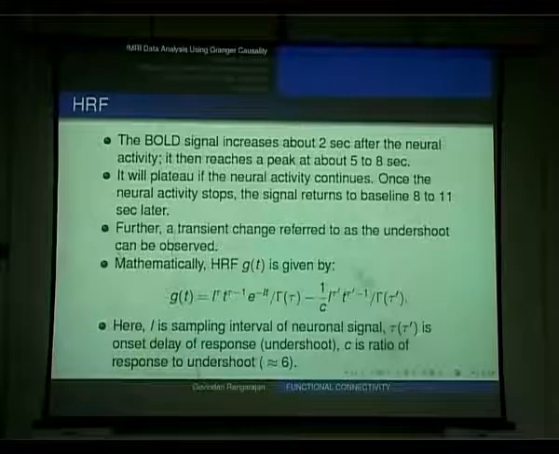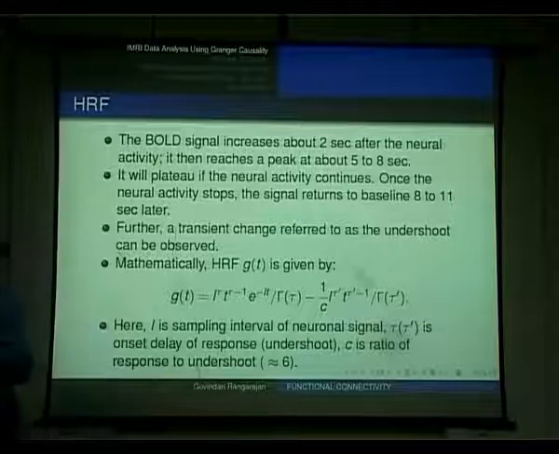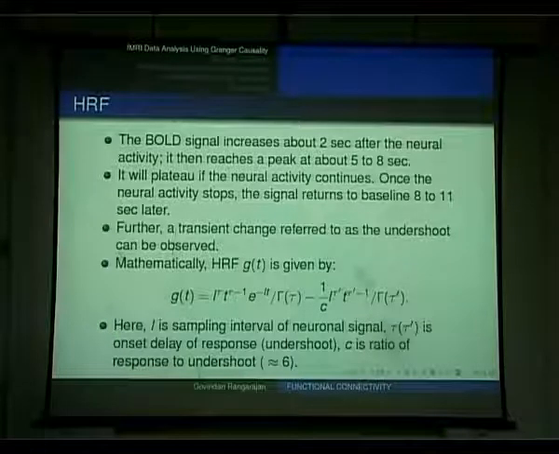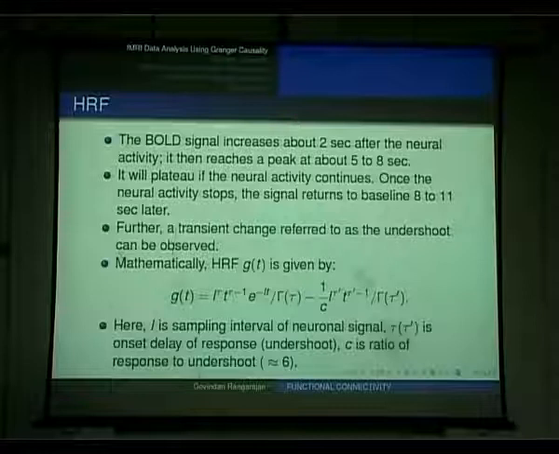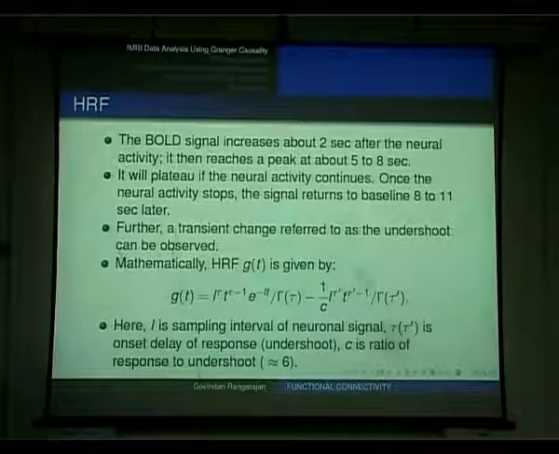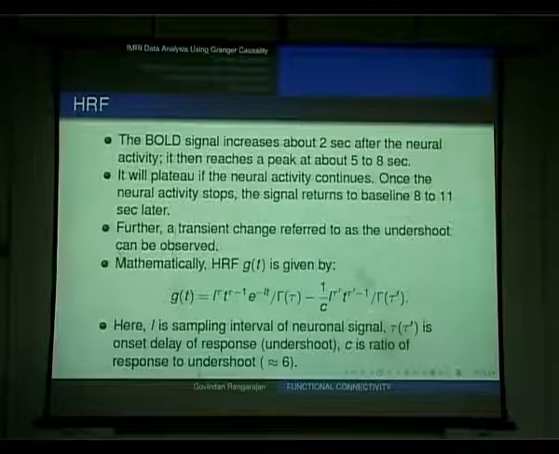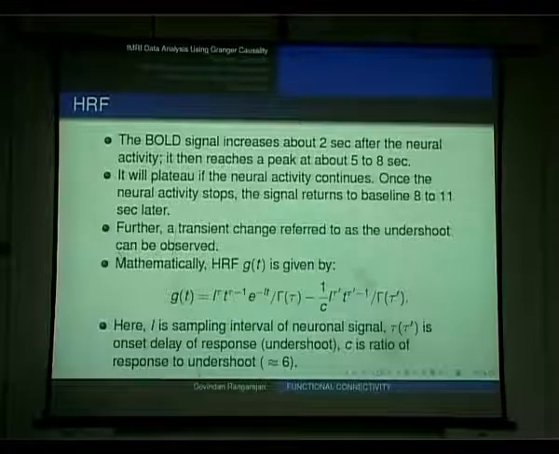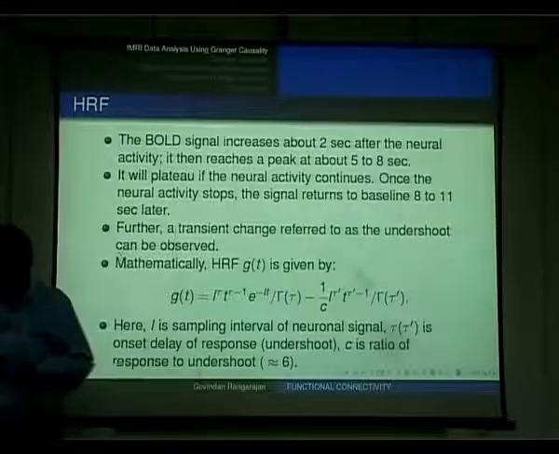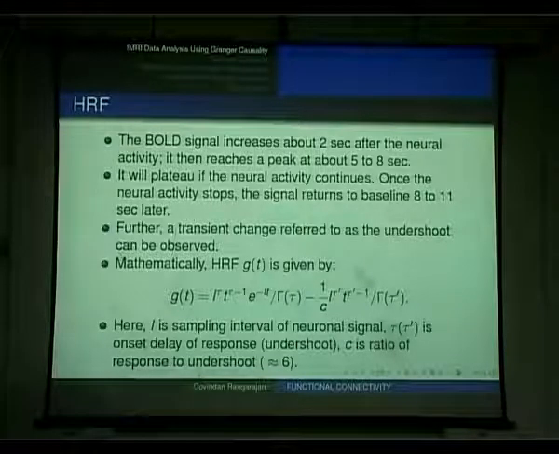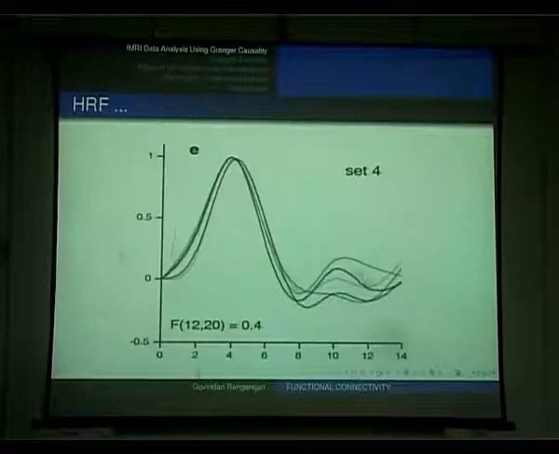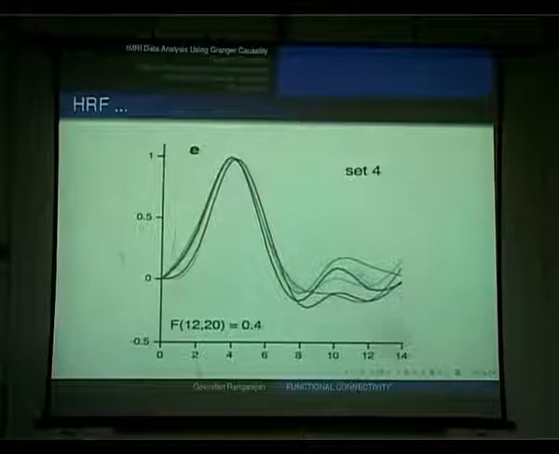And mathematically, one model of this hemodynamic response function is given by this, which is a combination of two gamma functions. But you don't have to worry about the details, where L is the sampling interval of the neuronal signal, tau is the onset delay, how long it takes for the BOLD response to begin, and tau prime is the corresponding time for the undershoot, and C is the ratio of the response to the undershoot. So these are various parameters which come into the HRF, and this is how it typically looks. So you have this peak which happens 2 to 4 seconds later, then there is this undershoot.